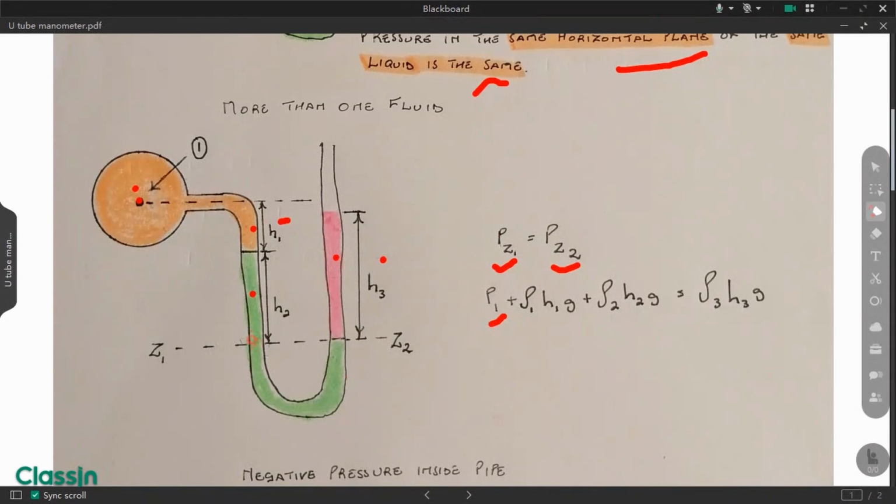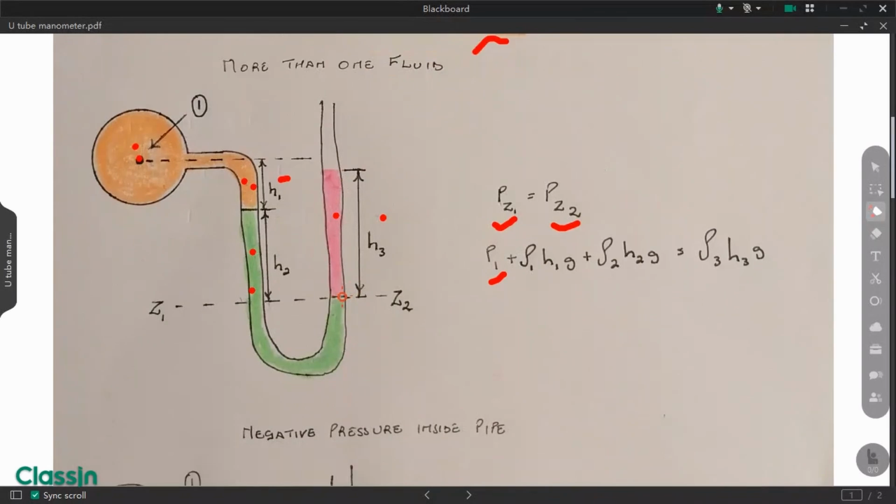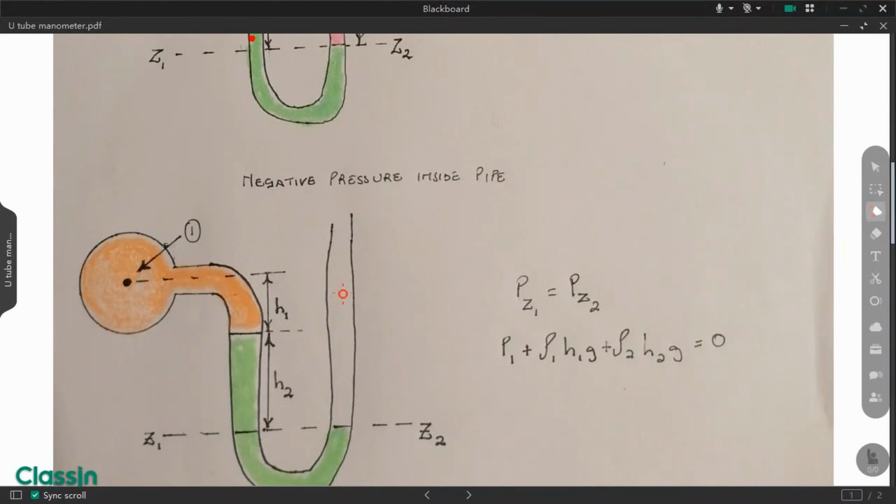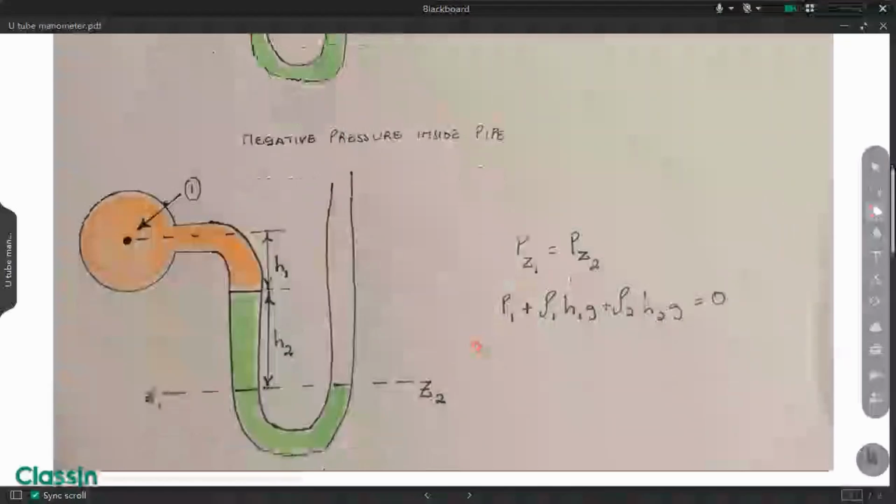And remember, this fluid is heavier than this fluid. So in the pipeline, you can have oil, milk, or water. Here you can have other heavier liquids like mercury. So that's why you have more than one fluid in the U-tube manometer. Moving forward, where you have negative pressure in the pipeline, the same scenario still holds. Remember, the pressure in the same horizontal plane of the same liquid is the same. So pressure at Z1 is equal to pressure at Z2, right?